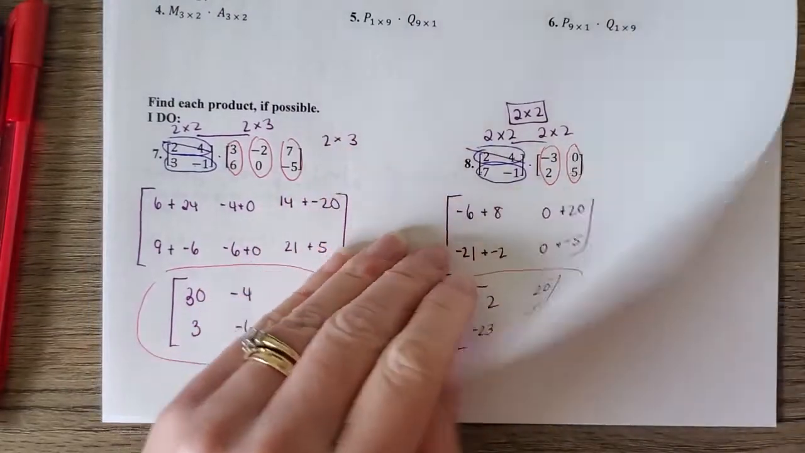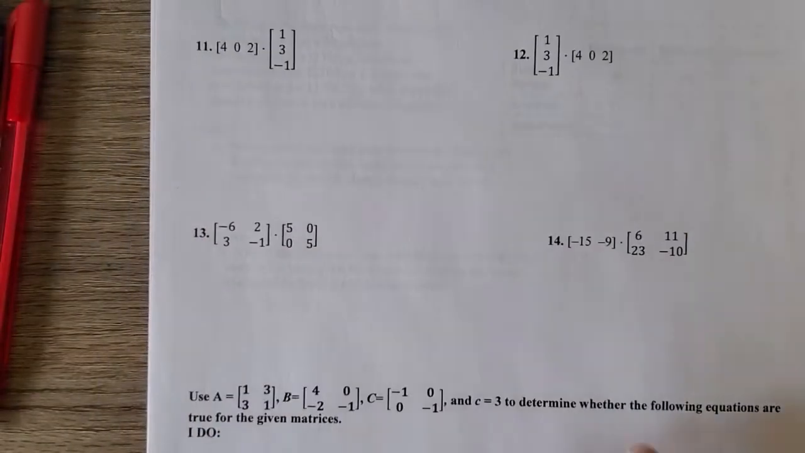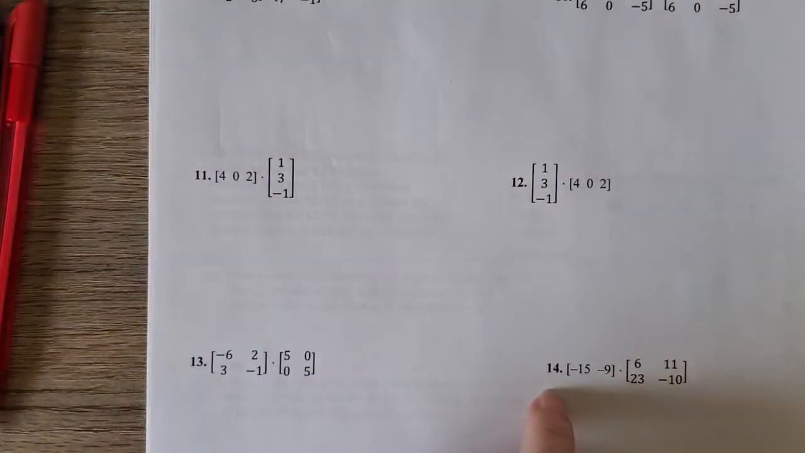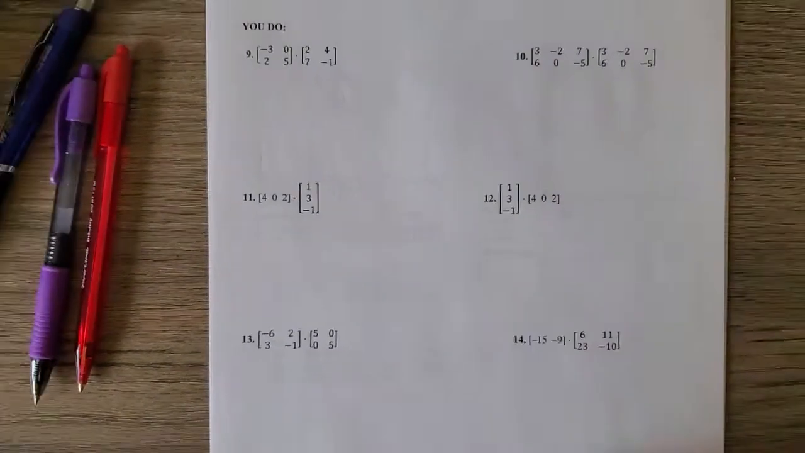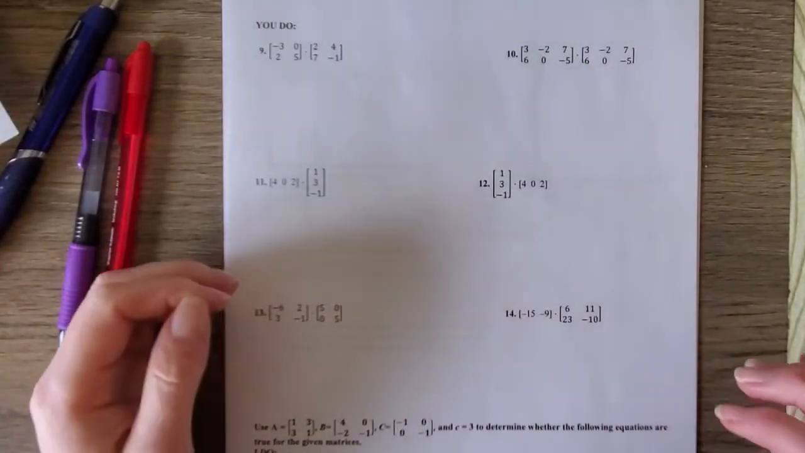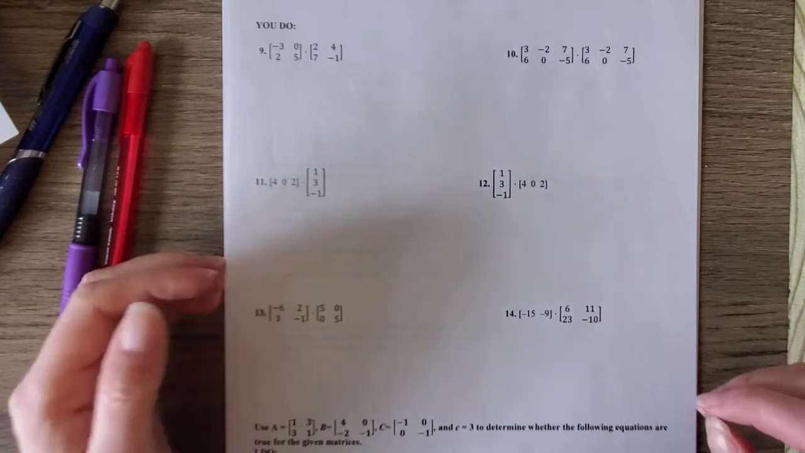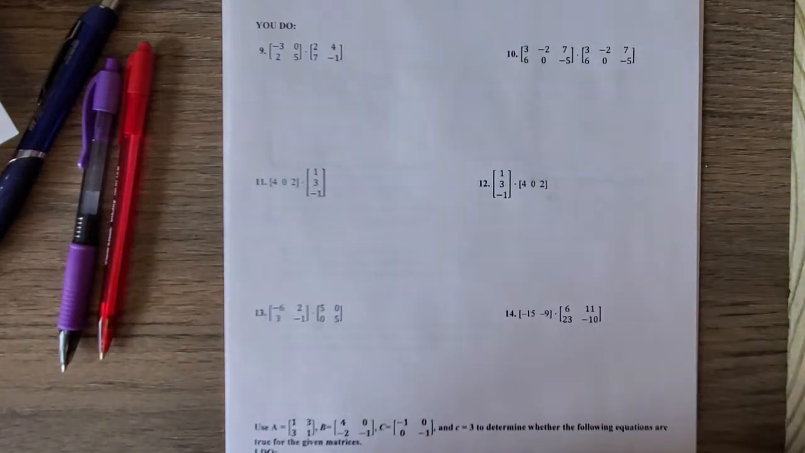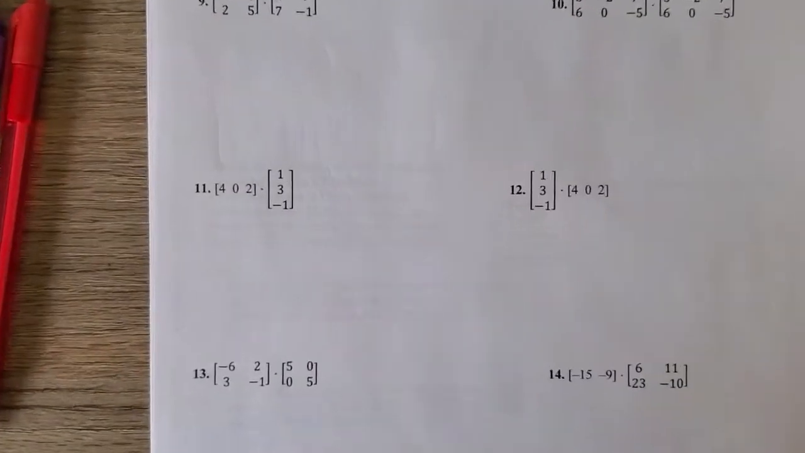So now you're going to do 9 through 14. Again, always check to make sure you can solve the matrix before you actually do the work. So figure out the dimensions, see if you can solve it, see what size it's going to be, and then do the work. If you can't solve it, you're just going to say that you can't and not go any further.